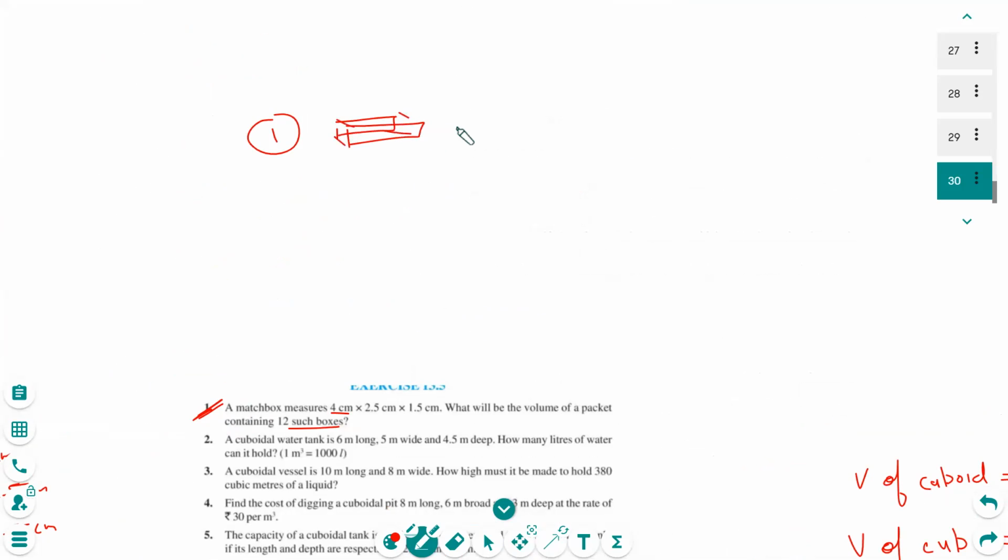So I have a matchbox. This time the dimensions are 4 meter, breadth is 7 meter, and height is 8 meter. What is the volume of a packet which contains 10 such boxes?